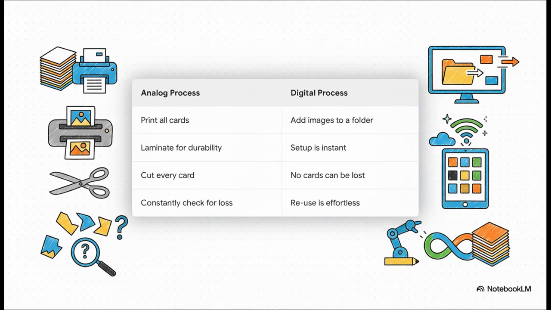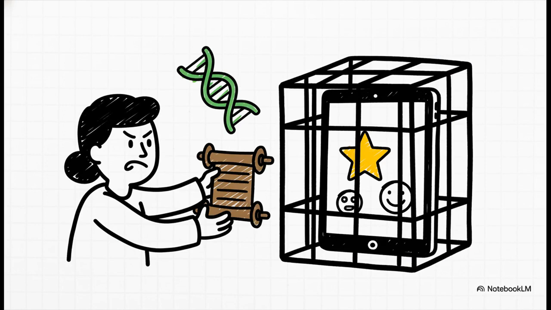Now look at the digital side. You just drag some images into a folder. That's it. It's instant, it's reusable forever, and you literally can't lose a card. It's a no-brainer. So you might be thinking, well, why not just download an app from the App Store?